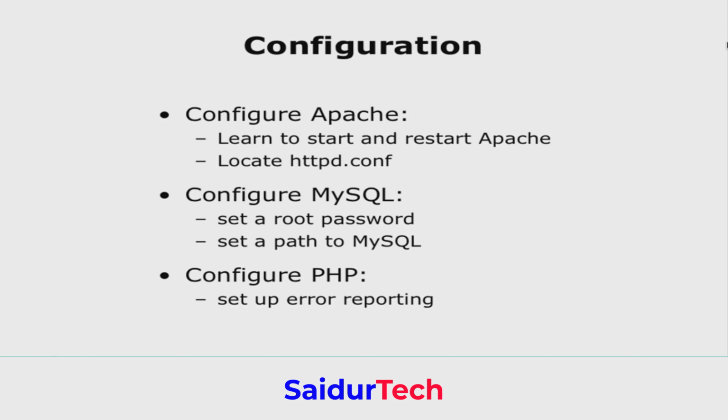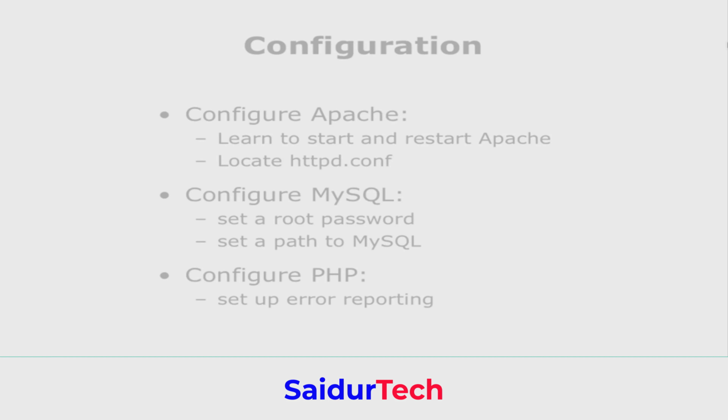We're going to want to set a root password, because right now people can log into our database by giving no password at all. And then we're going to want to set a path to MySQL, which is just going to make it a lot easier for us to use. And last, we'll configure PHP so that we can set up the right error reporting that we're going to want while we're developing. So let's begin by learning how to start and restart Apache.